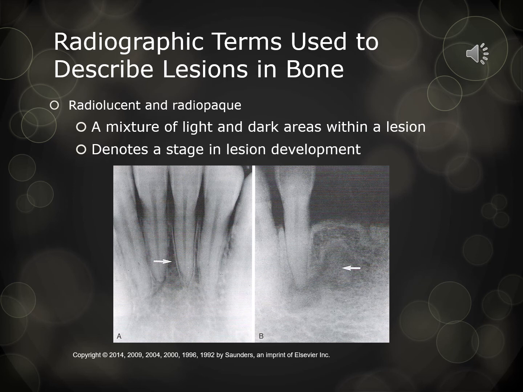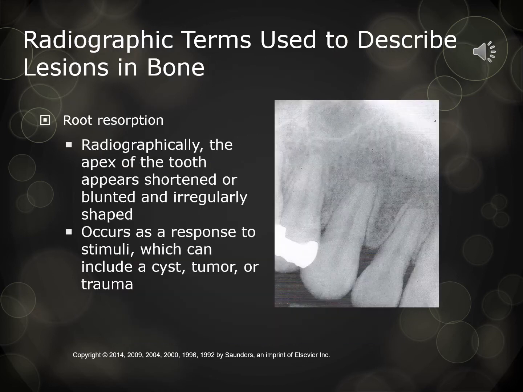You may also use the same terms, radiolucent and radiopaque, in describing an X-ray. This is the mixture of light and dark areas within a lesion. This can also denote the different stage of lesion development. Oftentimes when a patient is having sensitivity, we might take an X-ray and note that there might be a little bit of radiolucency around one tooth. The following week, we can take another X-ray and we can see a distinct circumscribed area showing an abscess.